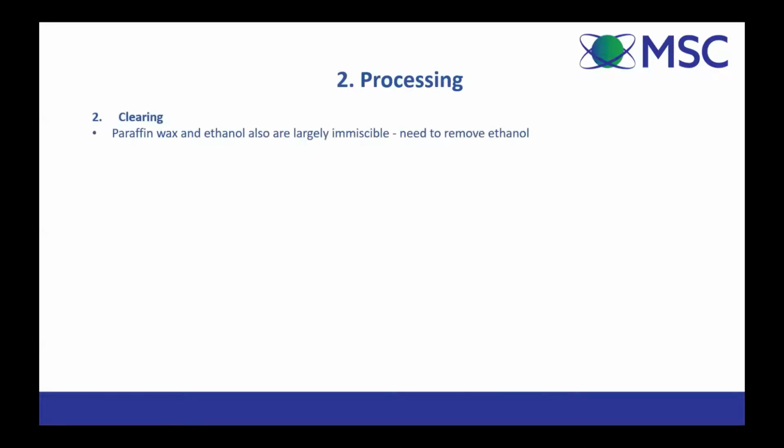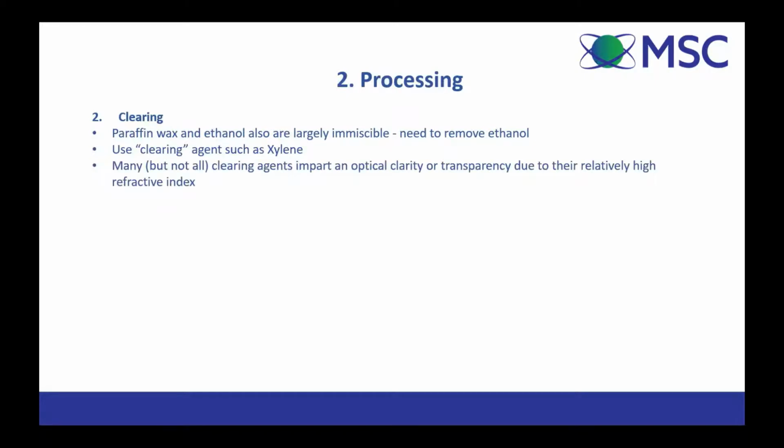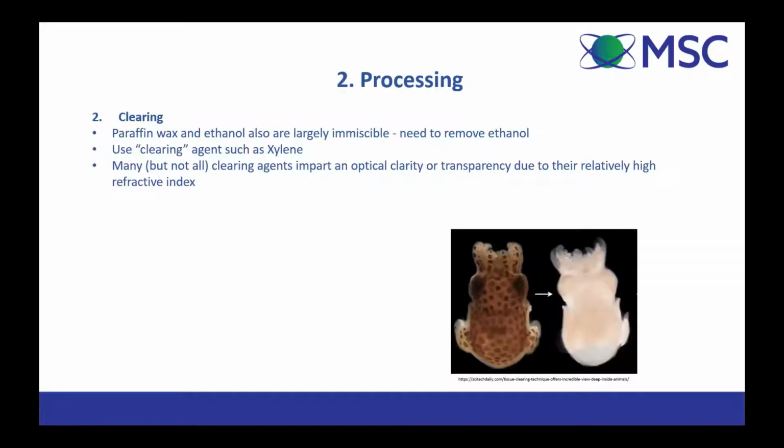Paraffin wax and ethanol are also largely immiscible. So you need to remove the ethanol, and you use clearing agents such as xylene. Many, but not all, clearing agents impart an optical clarity or transparency due to their relatively high refractive index. So some of them will basically just remove all coloration like this. Clearing agents can also remove fat from tissue, because obviously fat creates a barrier to your wax being infiltrated into the samples.